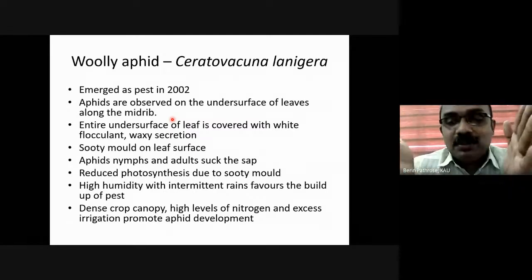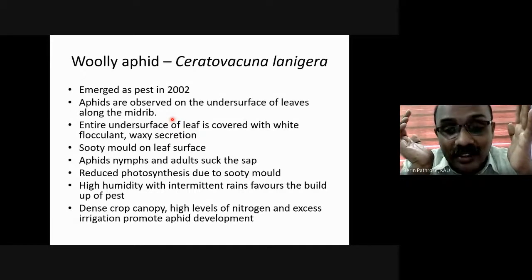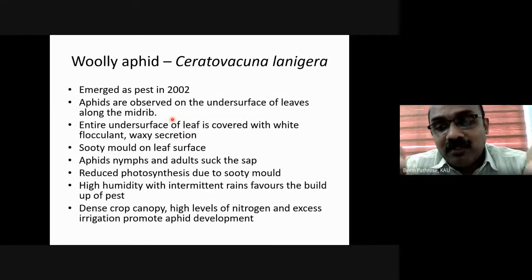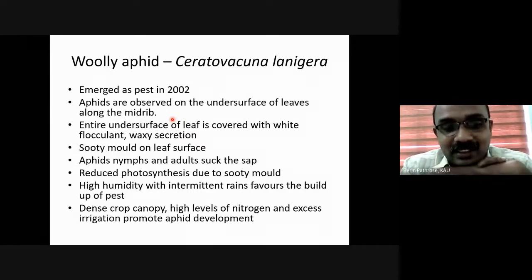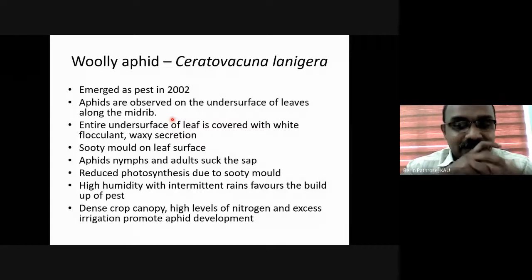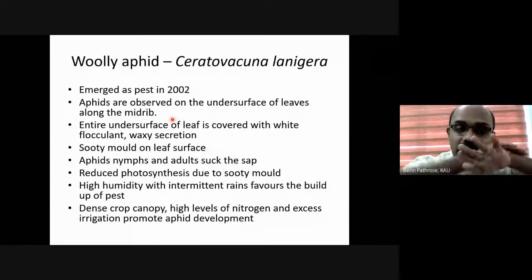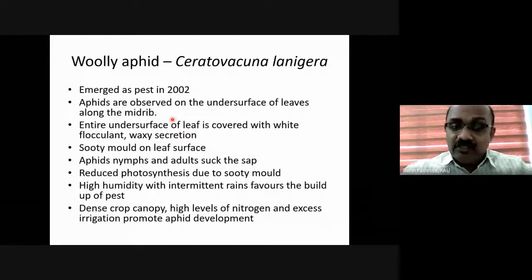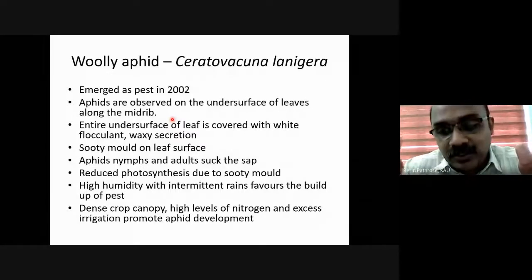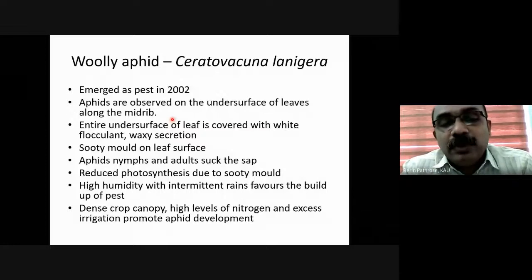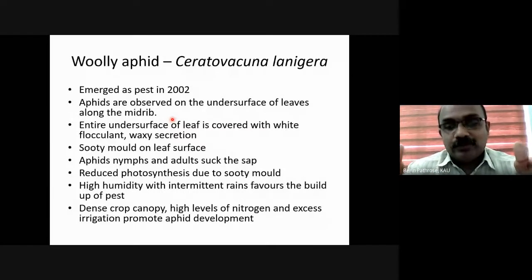As it is a sucking pest, as you all know, it will excrete. What will a sucking pest excrete? Honeydew. Yes, good. It will excrete honeydew. This honeydew will fall over the upper surface of the leaf. The entire upper surface, good. The entire upper surface will be covered with sooty mold.